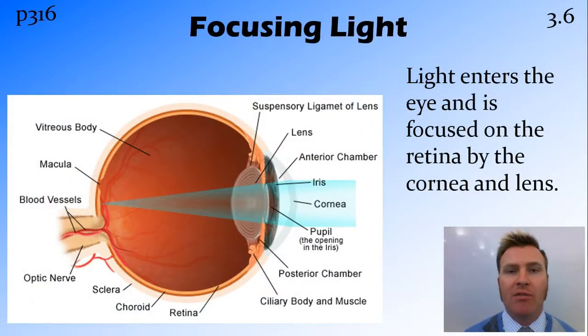So firstly, when we focus light, light comes from whatever the light source is, hits the object that we're looking at, and reflects off that object. Those light rays then enter our eyes first through the conjunctiva, then the cornea, then into the aqueous humor, the lens, then the vitreous humor, and are focused onto the retina at the back of the eyeball.